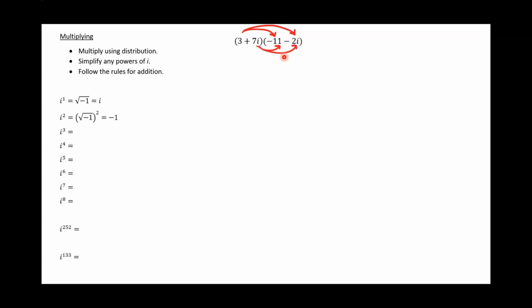Well, you would FOIL, right? So we're going to do the same thing. 3 times negative 11 is negative 33. And then 3 times negative 2i is negative 6i. 7i times negative 11 is negative 77i. And 7i times negative 2i is negative 14i squared, because a positive times a negative is a negative. 7 times 2 is 14. i times i is i squared.